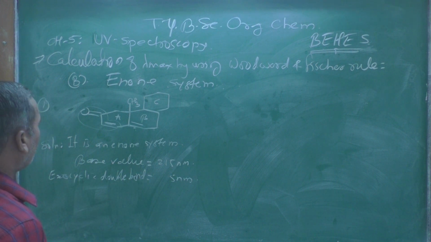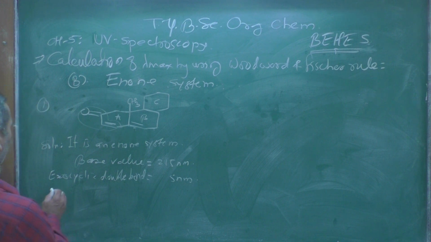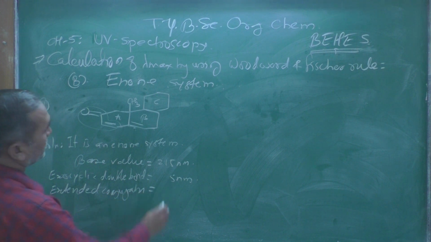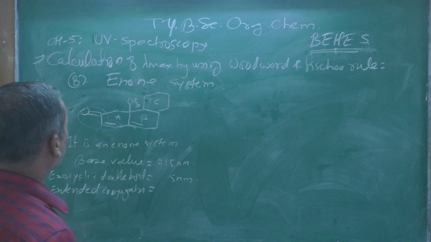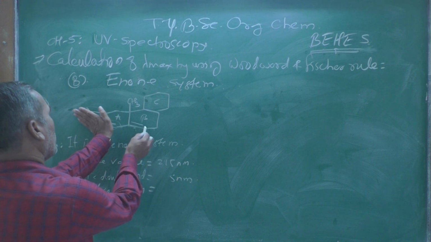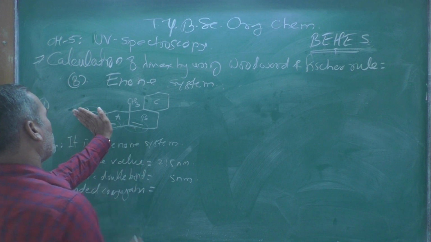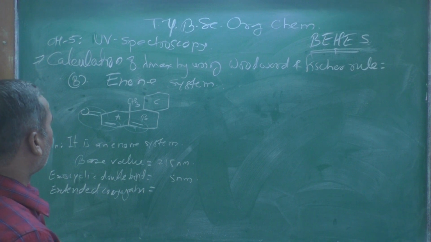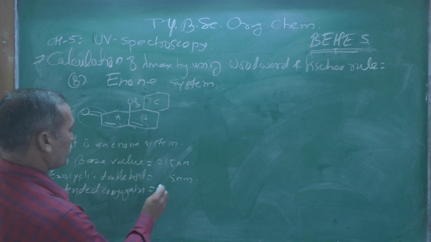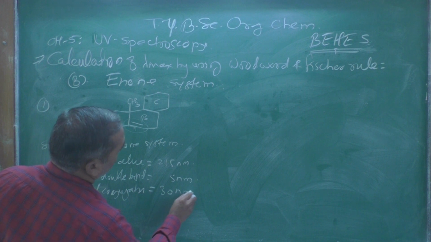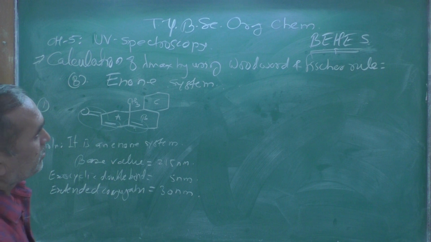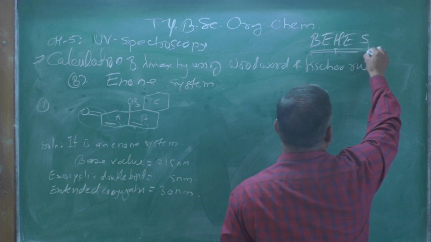E stands for extended conjugation. Here you can write extended conjugation. If extended conjugation is there, look, this is an enone system. Now if you observe this carefully, what do you observe? There is one extra double bond present in this system, and therefore how much to add? You should add 30 nanometer, for the extended double bond. Now moving toward the substituents.